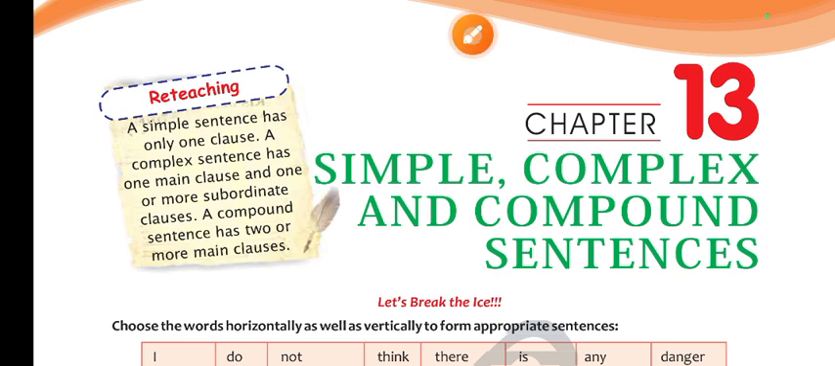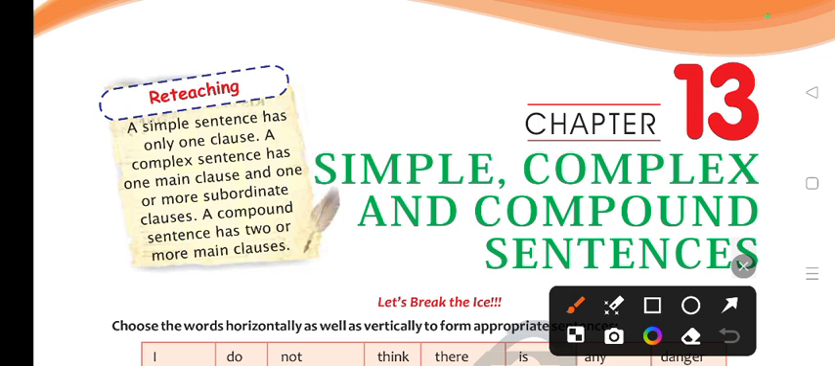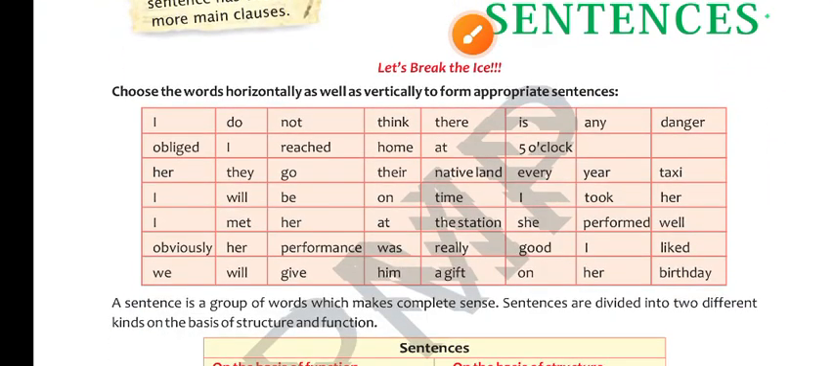So what is the speciality of a simple sentence? A simple sentence has one clause. Understood? A complex sentence has one main clause and one subordinate clause, meaning one dependent and another independent. In compound sentences you will get two or more main clauses. So let's begin this chapter.